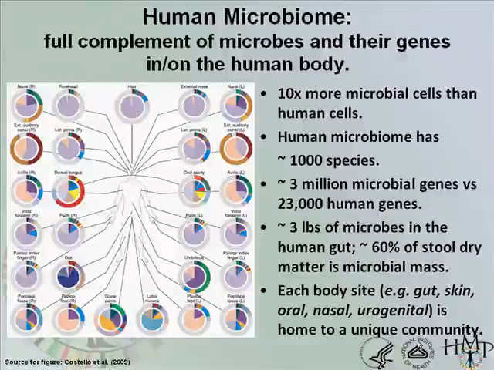To give you some take-homes, we're carrying around 3 pounds of microbes in our gut. Something like half or so of our stool dry mass is microbial mass, and that's important because you can now get a picture of how fast the turnover rate is of the microbial community in our gut. And each body site, and the human microbiome is actually addressing 5 major body sites: the gut, the skin, the oral, the nasal, and the urogenital, all have unique and characteristic communities.